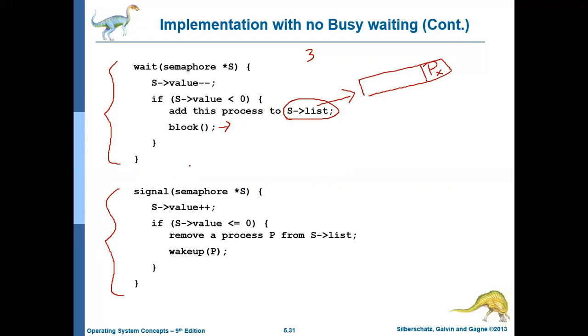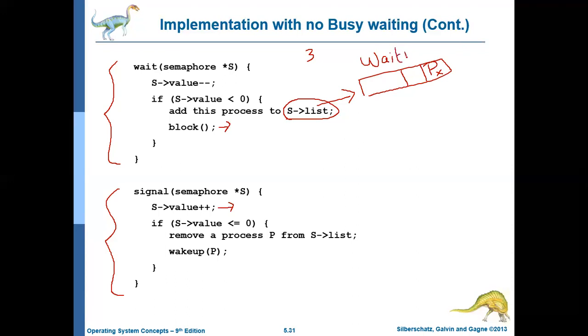Similarly in signal, if a process is coming out of the critical section, it calls signal. Here we increment the value. So whatever the previous value was, it will be incremented by 1. After incrementing, we check whether the value is less than or equal to 0. If it is, then we remove a process from the previously blocked list. So this is the waiting queue. You can call it either the waiting queue or the blocked list.